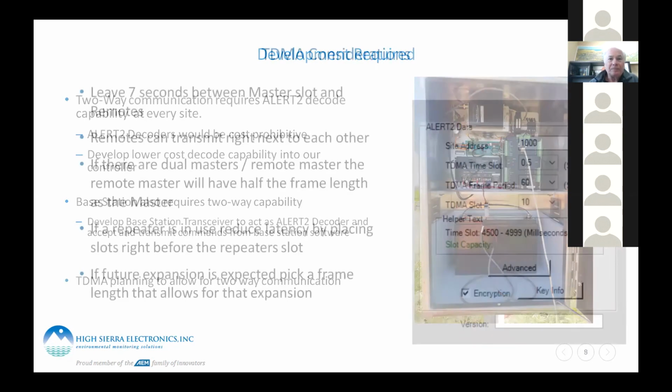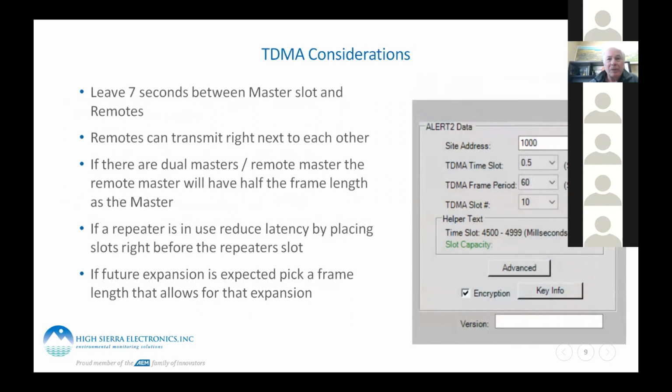But some of the TDMA considerations in a fully Alert 2 two-way system: we determined that leaving 7 seconds between the master slot and the remotes is a good approach. The remotes can all transmit right next to each other. If they're dual masters, and I'll talk about that a little bit more, we also sometimes refer to them as remote masters. The remote master will have half the frame length as the main master.